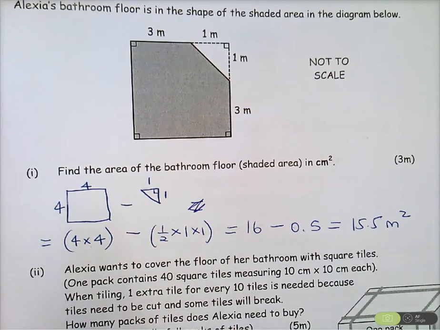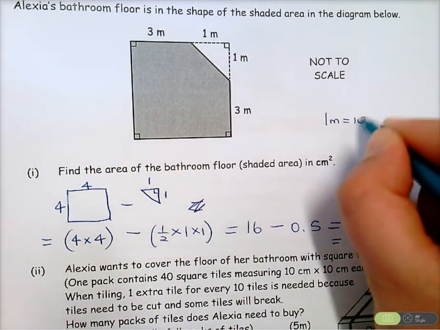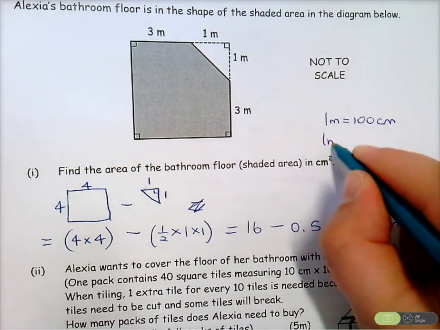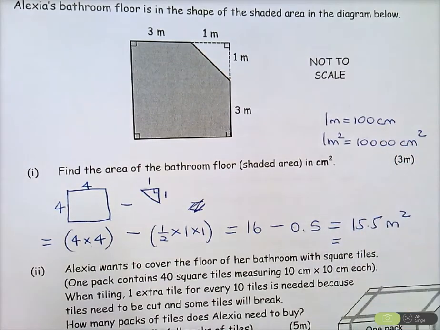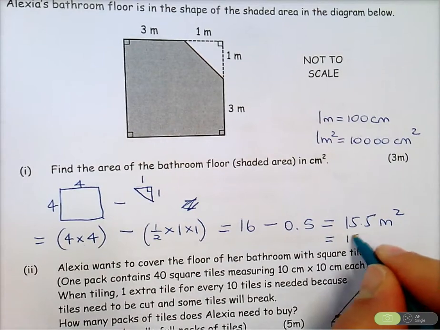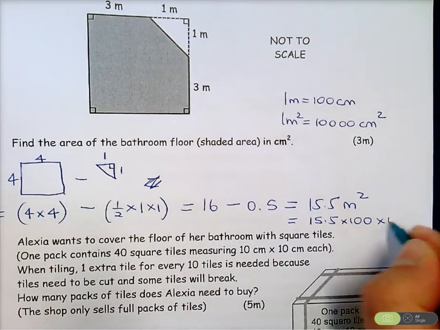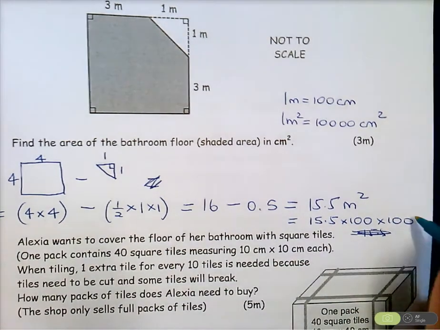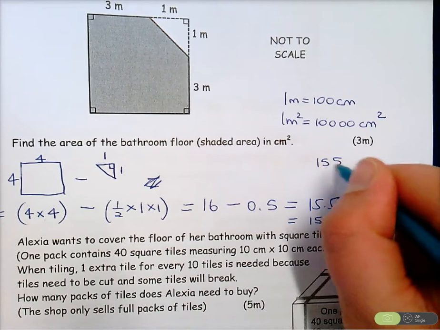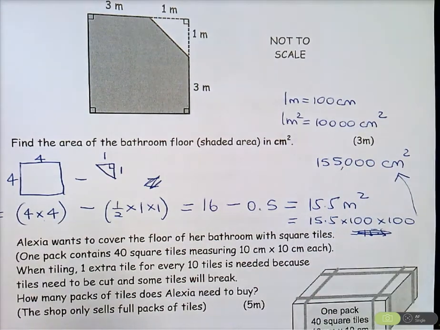Girls, but this is meters squared. How do we convert from meters squared to centimeters squared? How do you convert from meters to centimeters? 1 meter is 100 centimeters. But if you want to do meters squared, you've got to do it twice: times 100 twice, or double the zeros. So 15.5 times 100 times 100 is 155,000 centimeters squared.